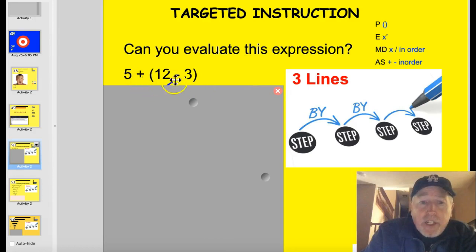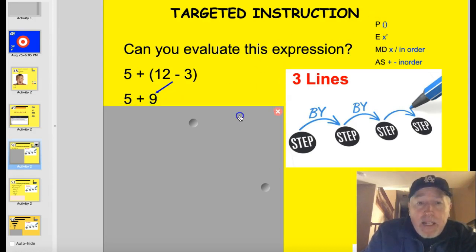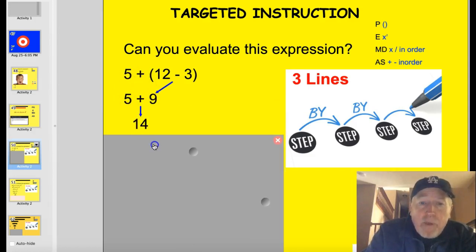We've got addition and we have subtraction, but the subtraction is inside parentheses. That's first. We have to do everything inside the parentheses first. So 12 minus 3 is 9. Then we have 5 plus 9. We just copy this down. We have 5 plus 9, and we have 14.